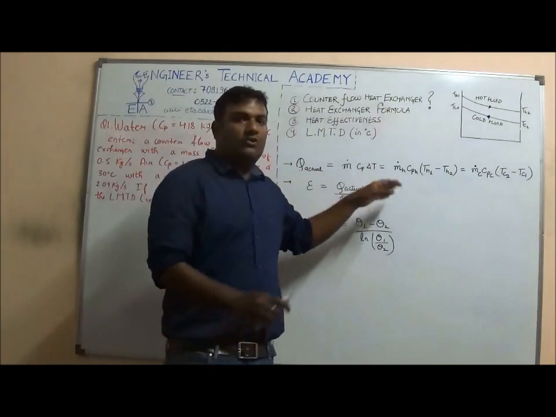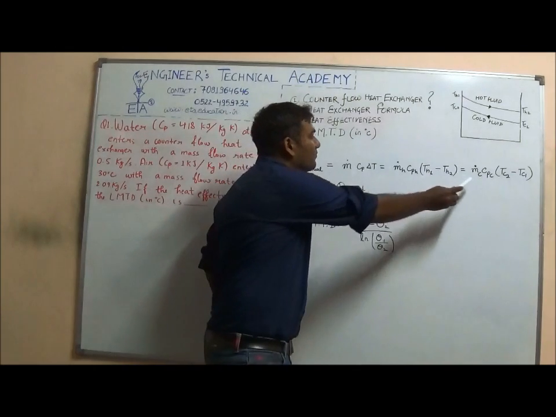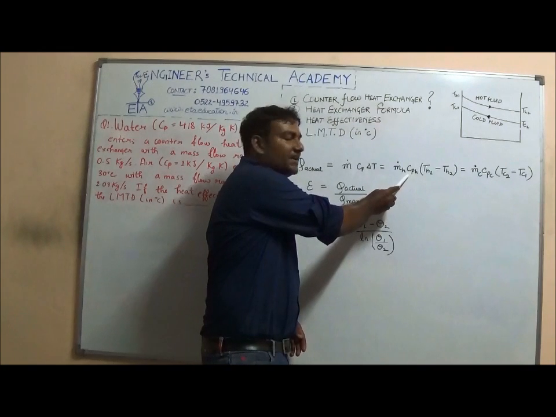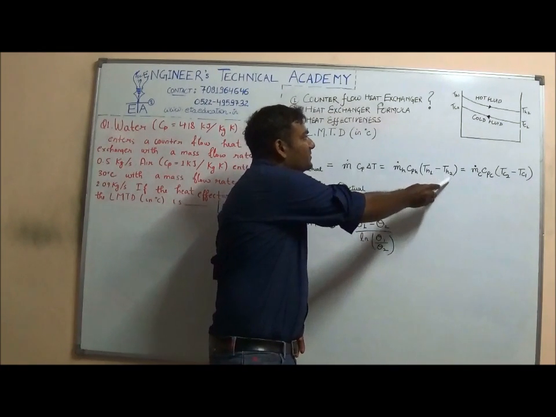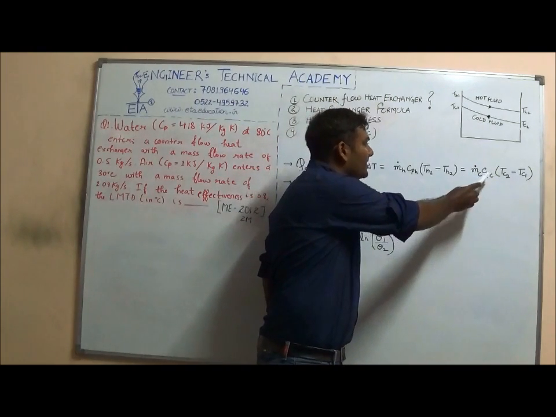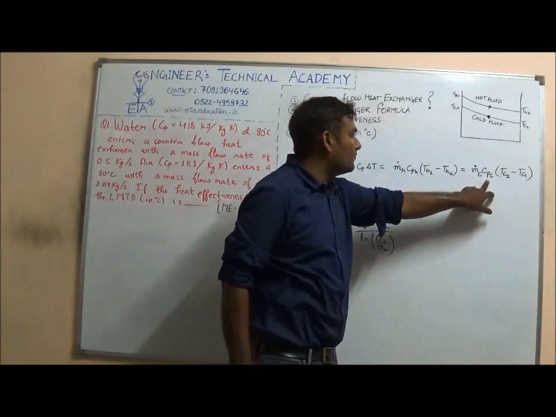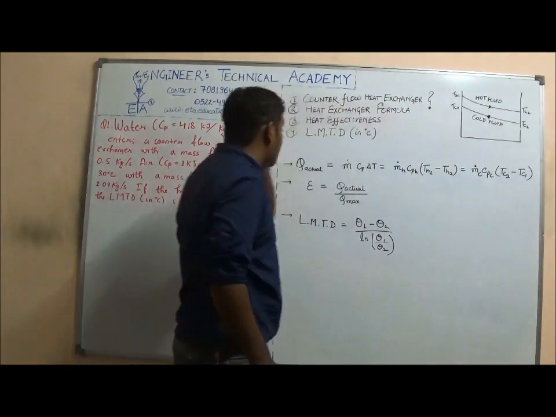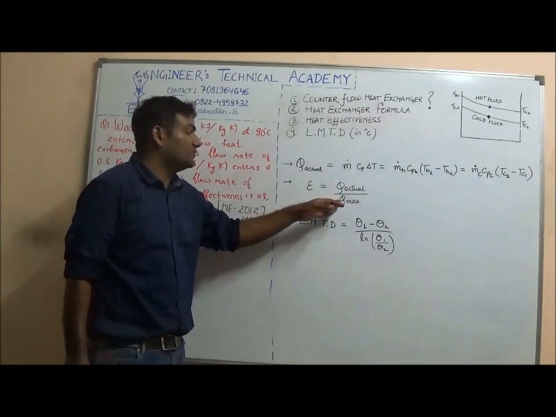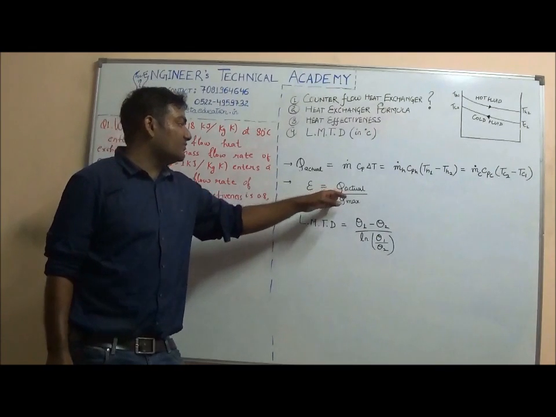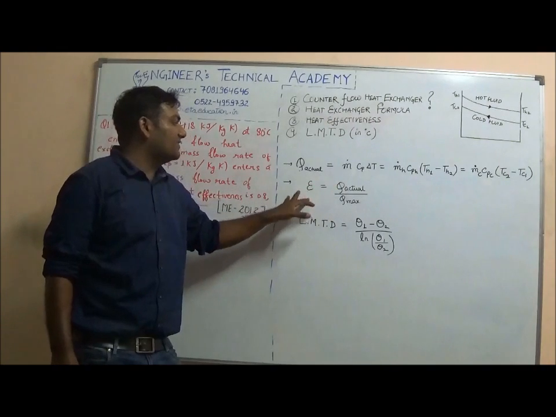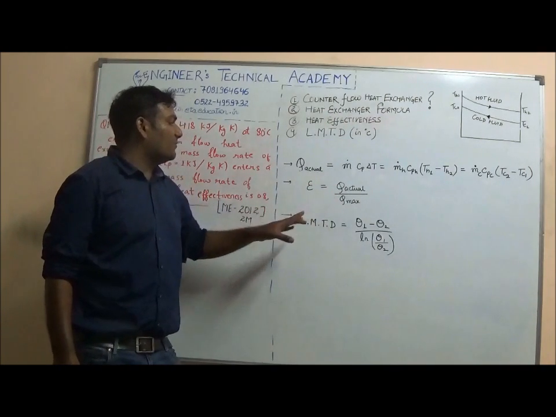You can see it in more elaborate form for hot fluid and cold fluid: m dot H is mass flow rate for the hot fluid, CpH is specific heat for the hot fluid, Th1, Th2 as given in the diagram, and m dot C is mass flow rate for the cold fluid, CpC is specific heat for the cold fluid, Tc2, Tc1 as given in the diagram. Now what is heat exchanger effectiveness? Heat exchanger effectiveness is the ratio between Q actual and Q maximum. Why is it written Q actual upon Q maximum? Because its value is less than or equal to 1. The maximum value of effectiveness is 1.